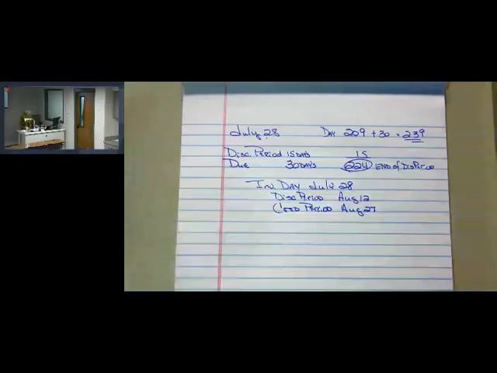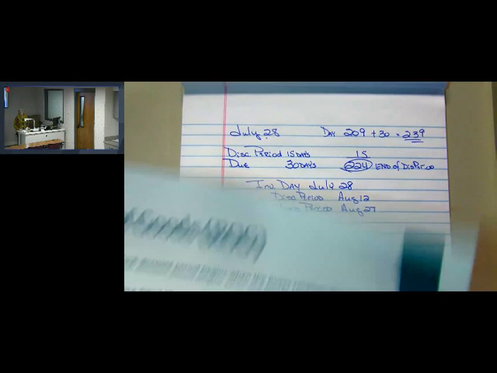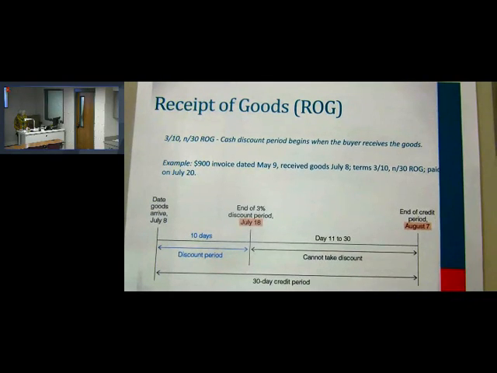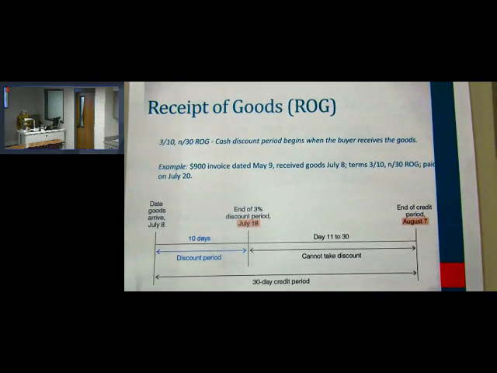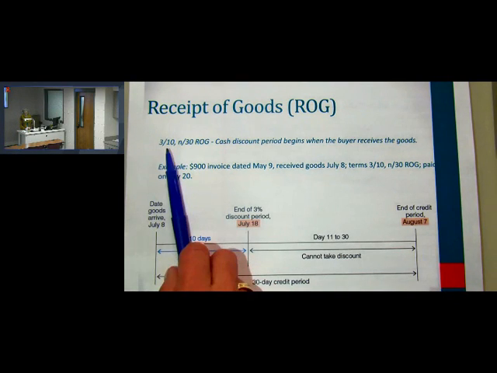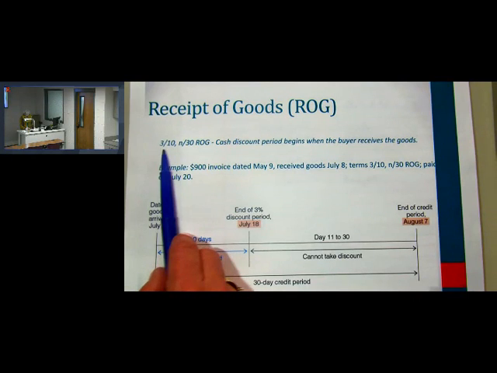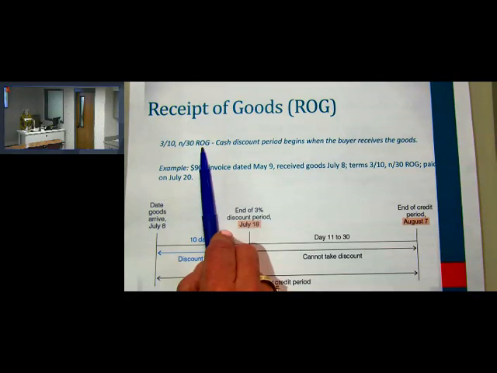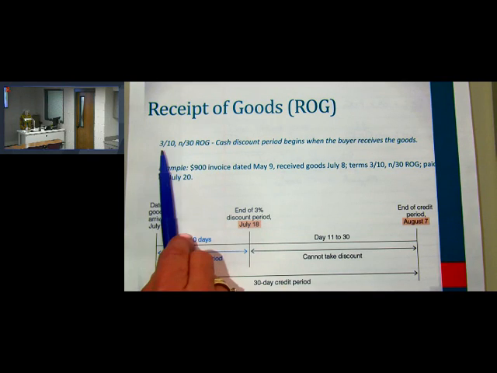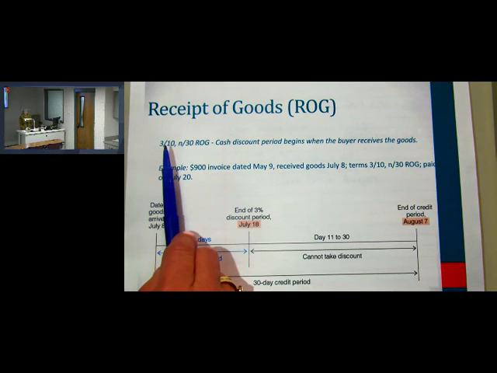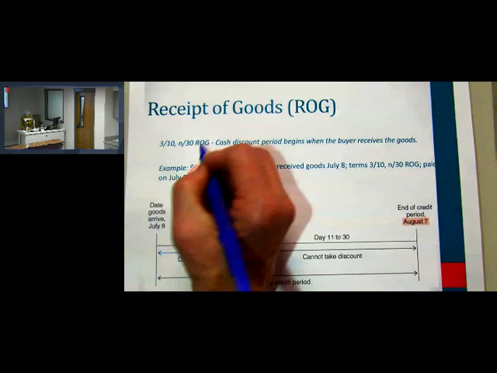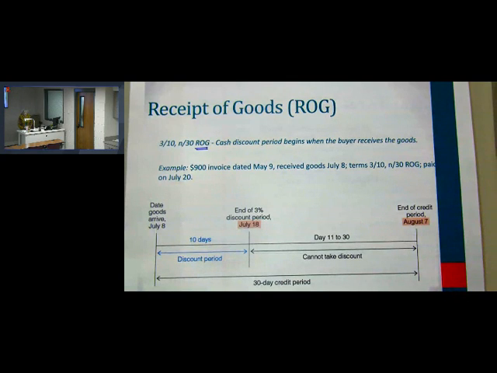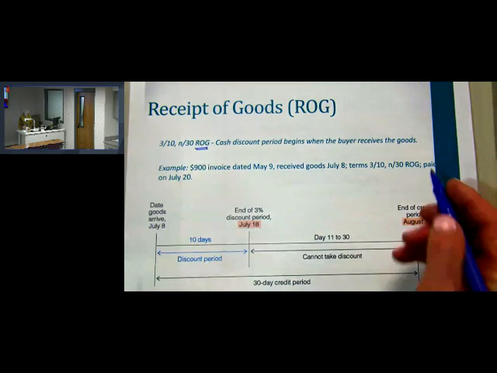All right, another type of cash discount. This one here is similar to ordinary dating, the one I just showed you, but it's receipt of goods. If you see a receipt of goods, first of all, here's what you would see on an invoice. 3/10, net 30, ROG. That is your cash discount terms of trade. What this means is, again, you get a 3% discount if you make a payment within the first 10 days of your invoice. But since it's an ROG, the invoice date that we use is not the invoice date, but the date you receive the goods.